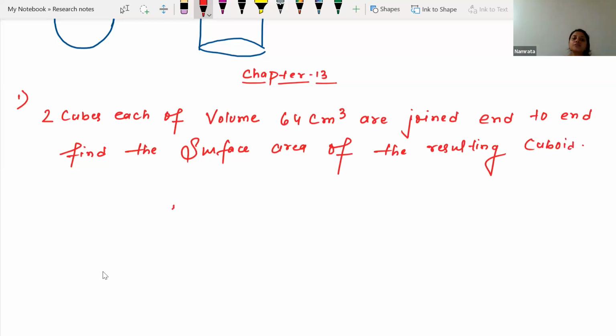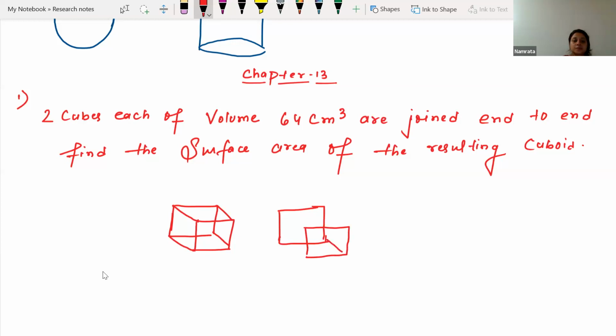So here we are having one cube. What is the difference between cube and cuboid? And here also we are having one cube. Yes, anyone, what's the difference between cube and cuboid? Jasleen, Madiha.